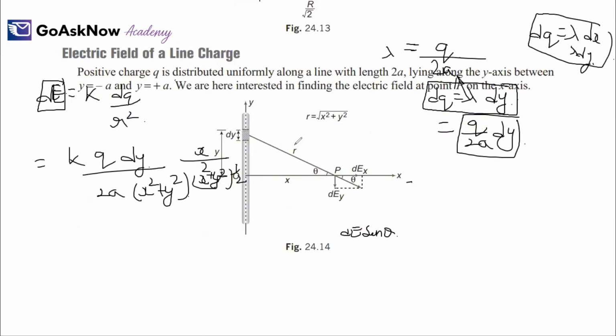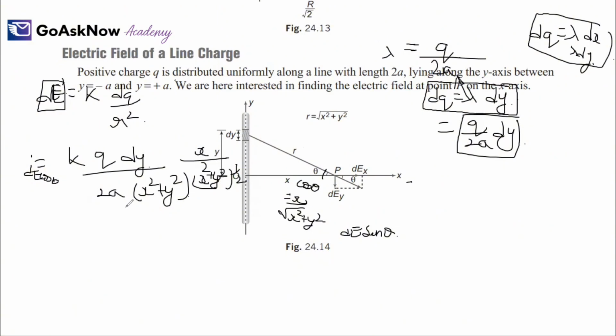This is your triangle here. This cos theta here is what? It is x upon r, and the r value is root x square plus y square. So that is why we have this formula of dE cos theta. This is dE cos theta only.